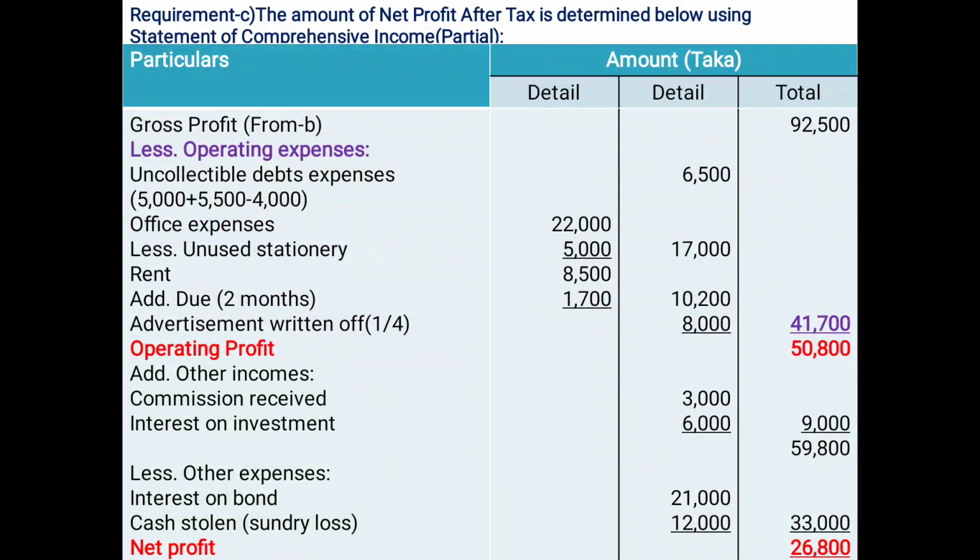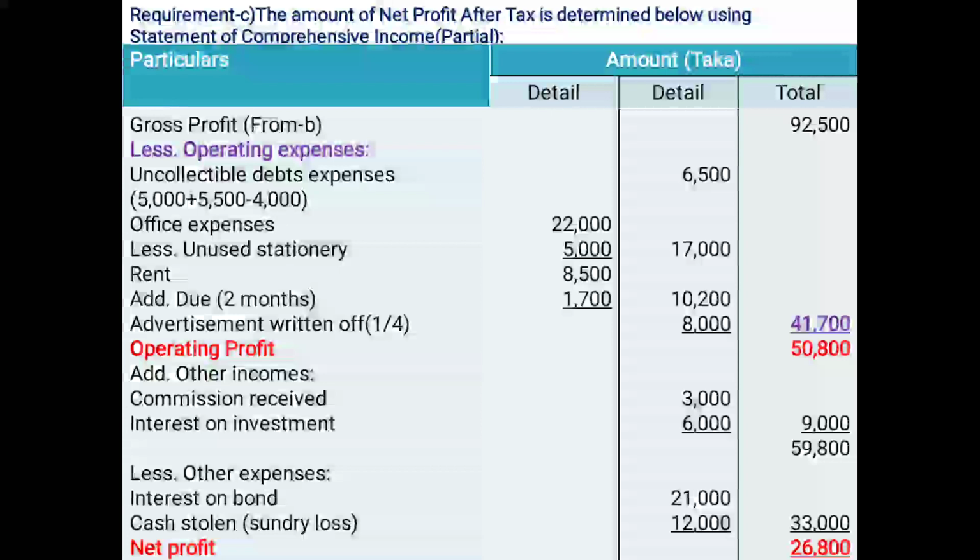Okay, now we can go for requirement C. The amount of net profit is determined below using a statement of comprehensive income, that is partial. Dear learners, you have to know that when gross profit is completed, you can take it from the previous requirement B, that is 92,500, written in the outer column. Then you can deduct the amount of operating expenses.